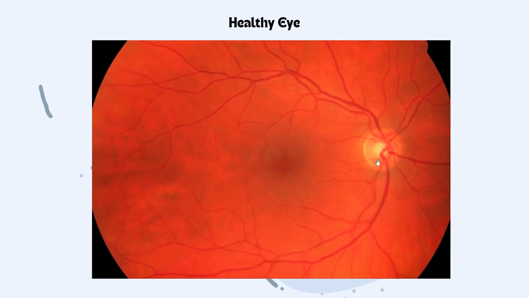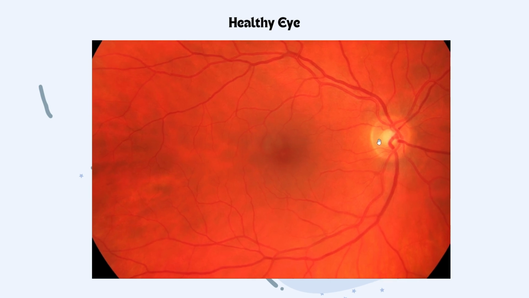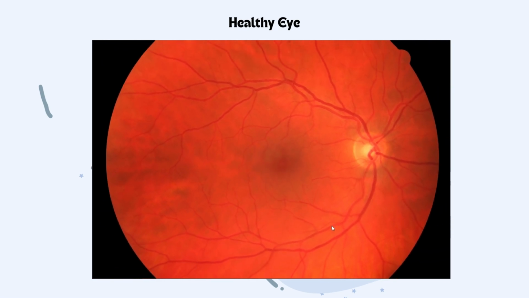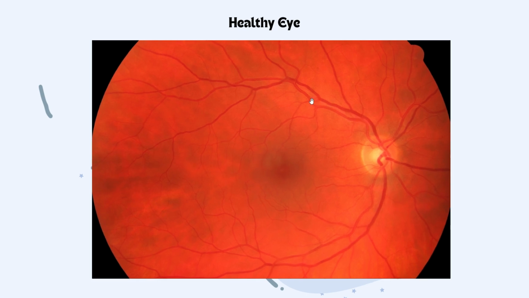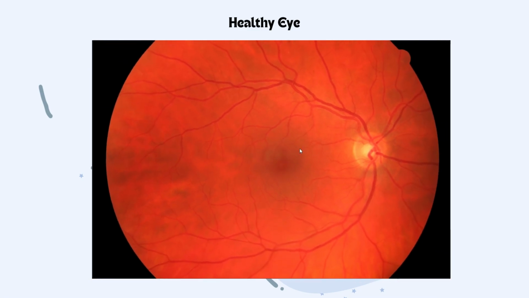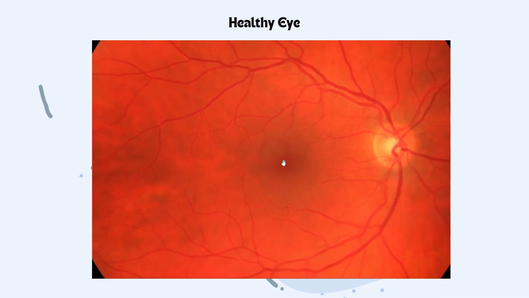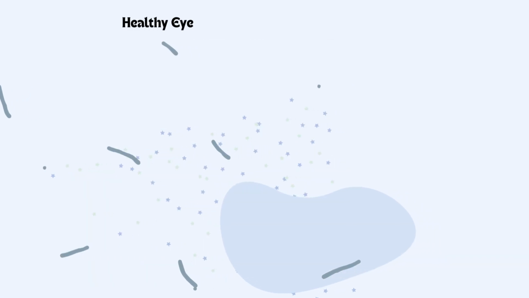Talking of the conditions, first let us look at a healthy eye. The optic disc is a round, slightly oval area that is usually sharp and pink. It is where the optic nerve connects to the retina. Blood vessels can be seen branching out from the optic disc and appear smooth without any abnormalities, and the macula is generally darker than the surrounding area and free of any yellow deposits.